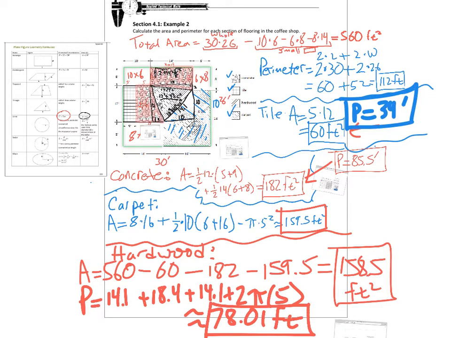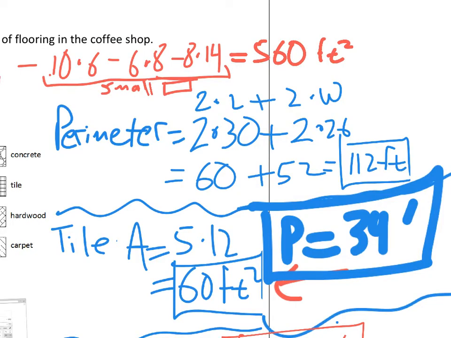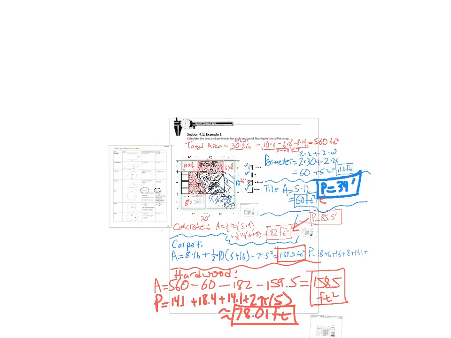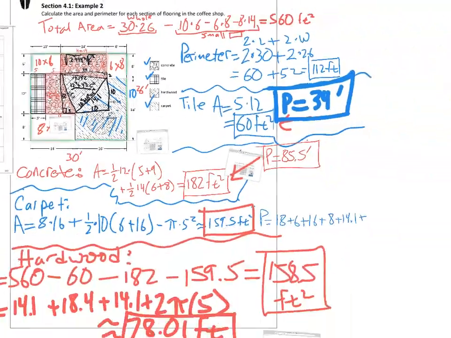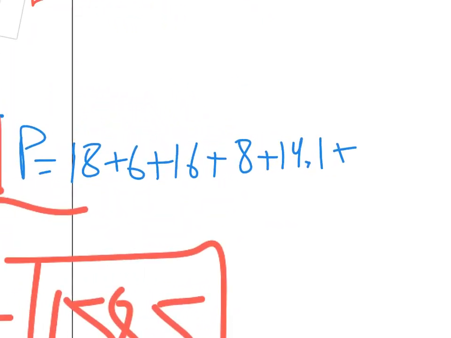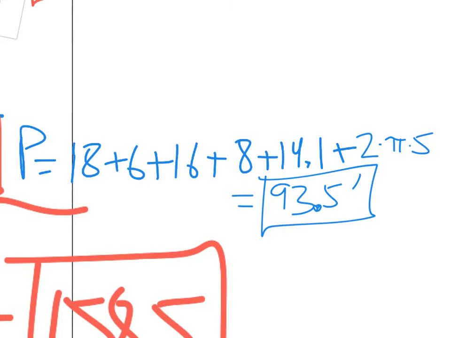And then for the carpet, we have to add up all of these distances for a border or trim around the carpet. We'd also have to add the circumference of the circle. Because if you were going to put hardwood next to carpet, you would most likely have some kind of trim piece there. So let's add up all those distances, here it is, plus the circumference. Remember, circumference is 2 pi r. So 2 times pi times 5, and in the end, we get 93.5 feet of trim.